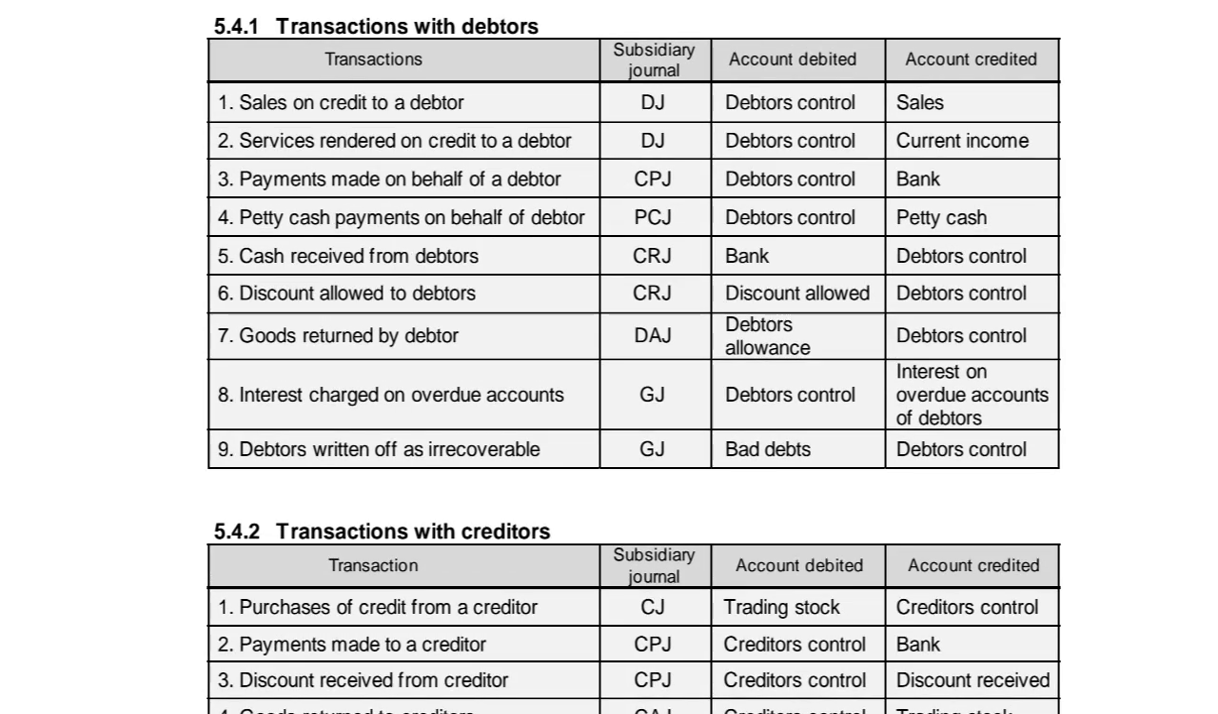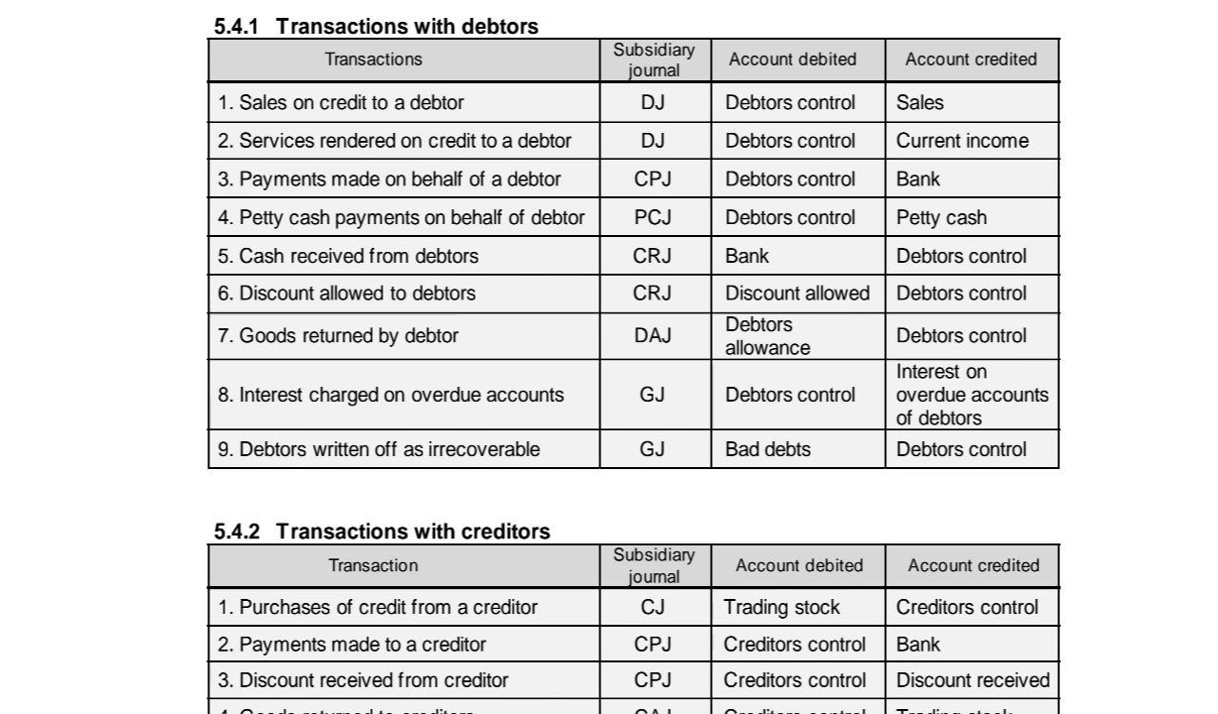5.4.1 Transactions with debtors. We can have sales on credit to a debtor, which would be your debtors journal. We'll debit debtors control, credit sales. Services rendered on credit to a debtor, again will be your debtors journal, debit debtors control, and credit current income. We can then have payments made on behalf of a debtor. That will be our cash payments journal. We will debit debtors control and credit bank.